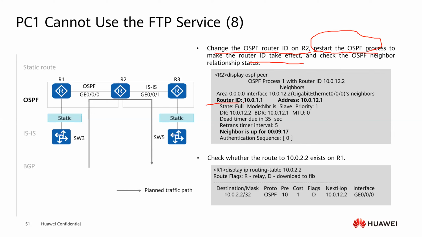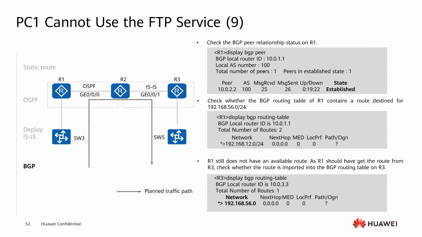Okay, we can see the router ID address. We can see the neighbor is up. Then we check the IP routing table for the loopback 0 interface of R2. Here, cost is 1, and it is from OSPF. Then we check the BGP peer relationship on R1. The BGP session is already established. Okay. Then we check the routing table.